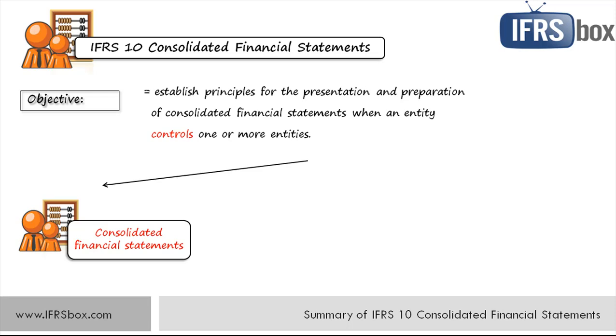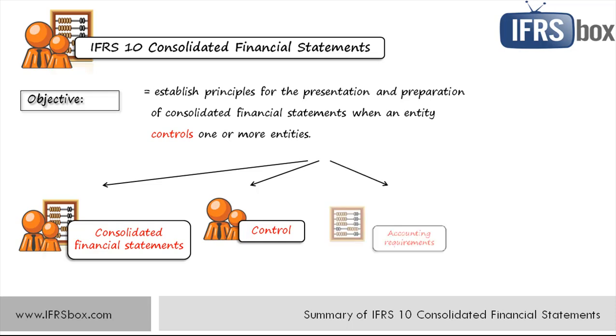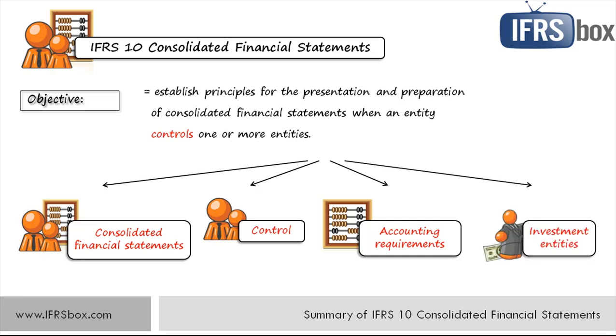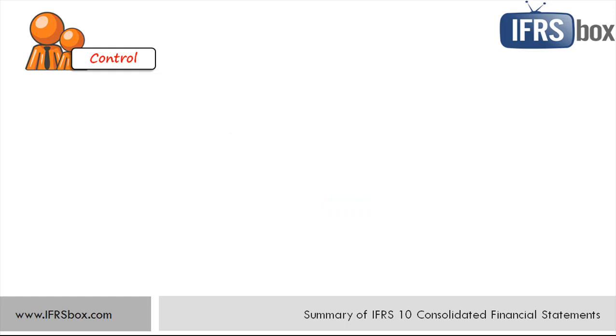IFRS 10 also defines the principle of control and gives the whole guidance about the existence of control. And also it explicitly says that when an investor controls an investee, it must consolidate. Well, with some exceptions, of course. IFRS 10 also sets out the accounting requirements for the preparation of consolidated financial statements and outlines the procedures you need to follow. And finally, IFRS 10 defines an investment entity and sets out an exception to consolidating particular subsidiaries of an investment entity. Let's take a look at control first.